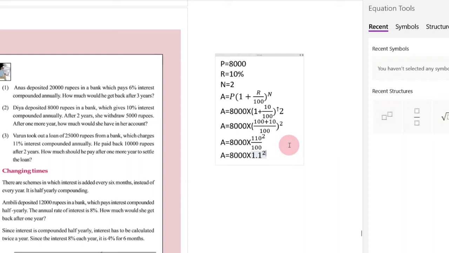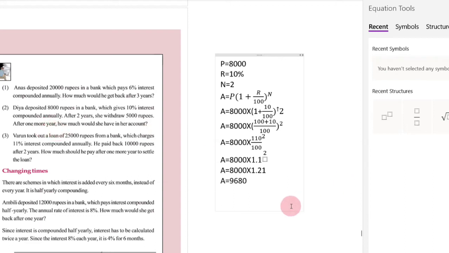And what about 1.1 whole square? 1.1 whole square is equal to 1.21. Then 8000 into 1.21, let us calculate that. The amount is equal to 9680. So after 2 years she withdrew an amount of 5000 rupees from her account.